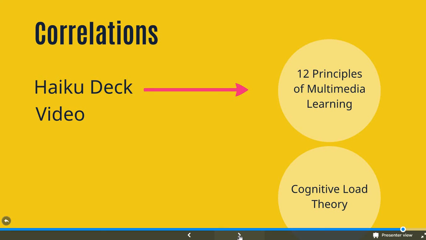The spatial contiguity principle, people learn better when corresponding words and pictures are presented near rather than far. The temporal contiguity principle, people learn better when corresponding words and pictures are presented simultaneously rather than successively. So I used many of the 12 principles when designing the Haiku deck. I also used the cognitive load theory. I made it simple. I didn't put a whole lot of information in there at one time.